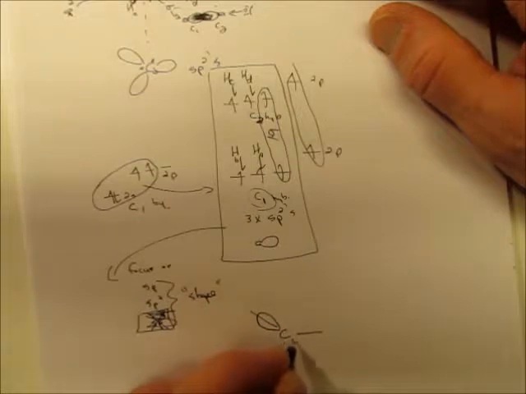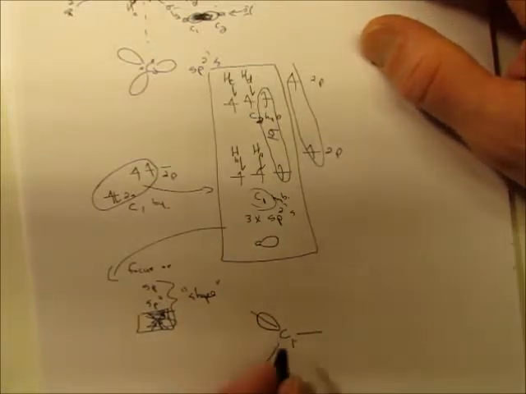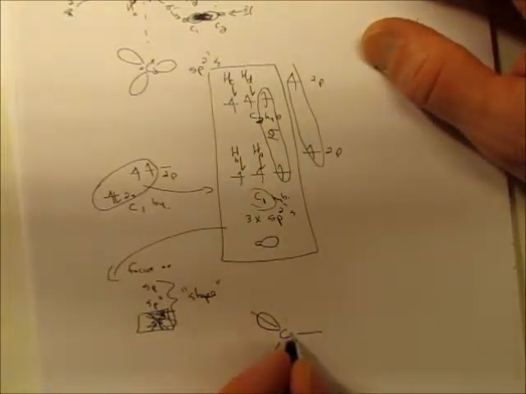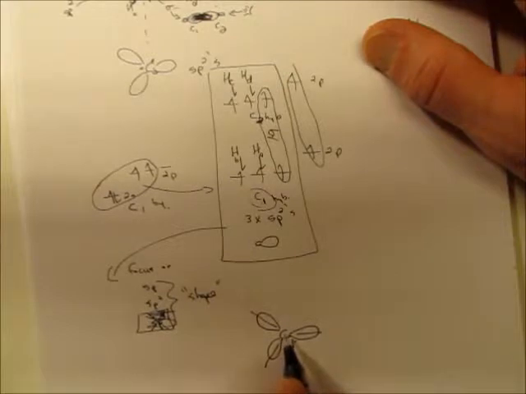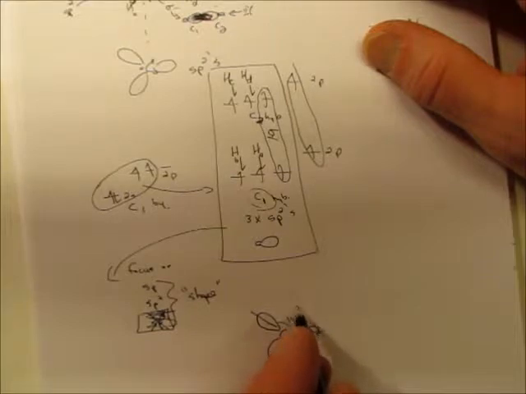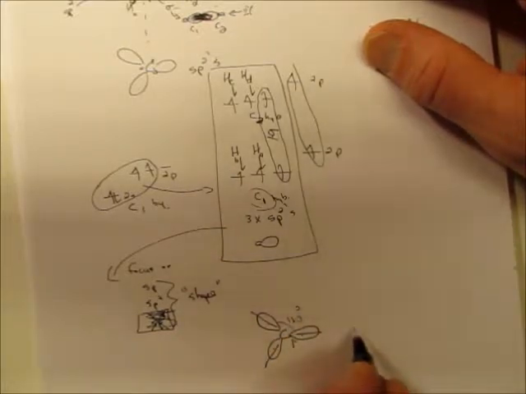I'll leave off the tail on the other side, just because it starts making it look a little funny. This one's going to have another one pointing that way, and another one pointing this way. So an sp2 hybridized carbon has on it 3 hybrid orbitals looking like this at 120 degrees. That's the geometry of that carbon. Carbon 2 is going to do the same thing.